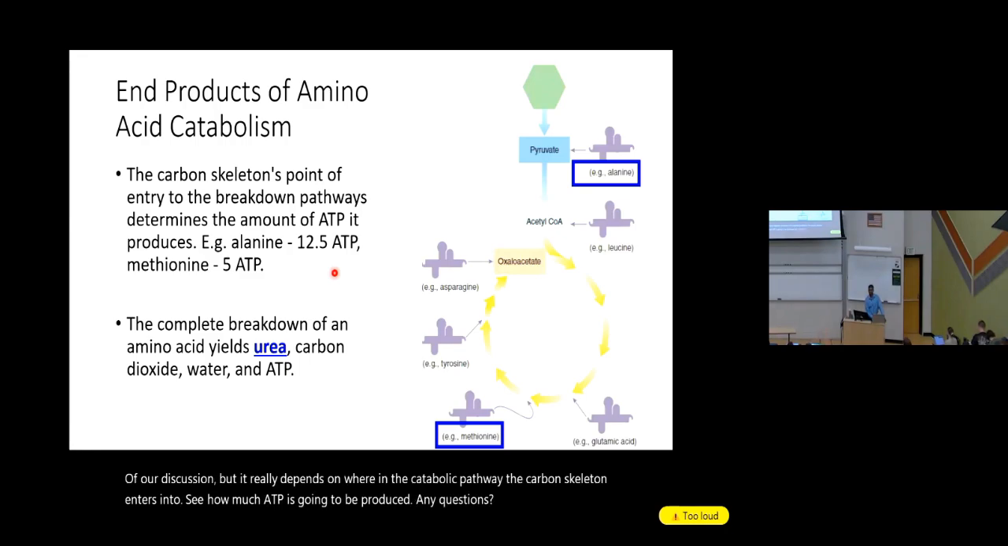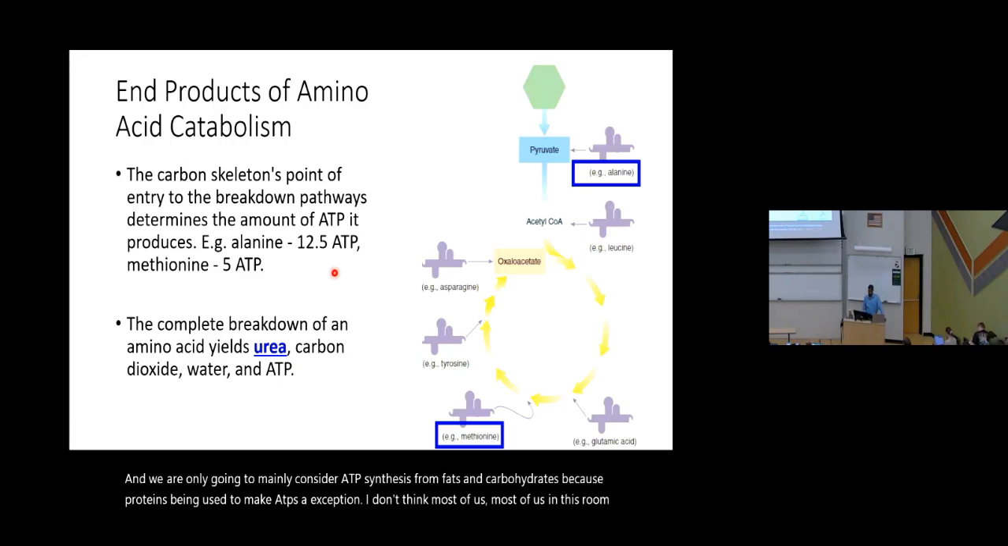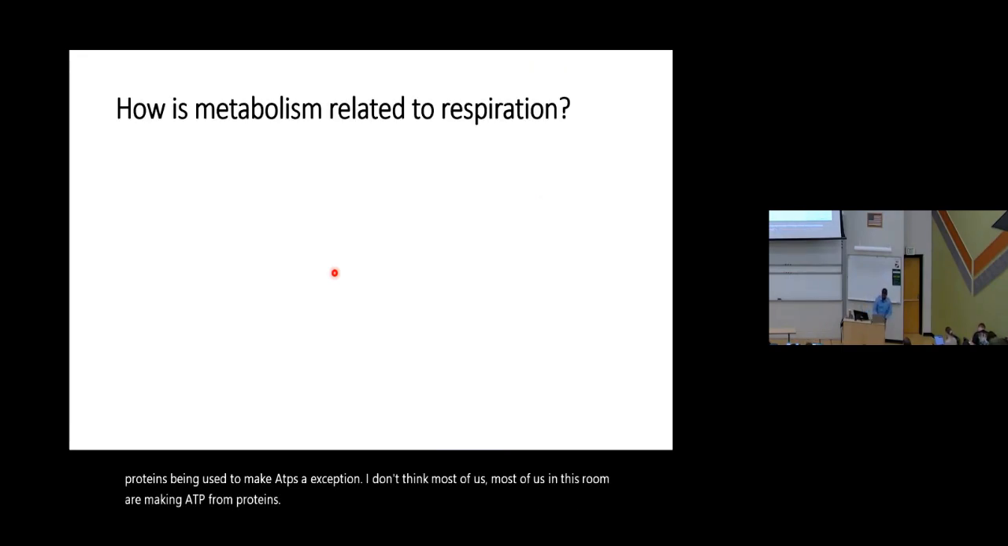Yes? Okay, and we are only going to mainly consider ATP synthesis from fats and carbohydrates because proteins being used to make ATP is an exception, right? I don't think most of us in this room are making ATP from proteins. So now we answer the second question: how is metabolism related to respiration?